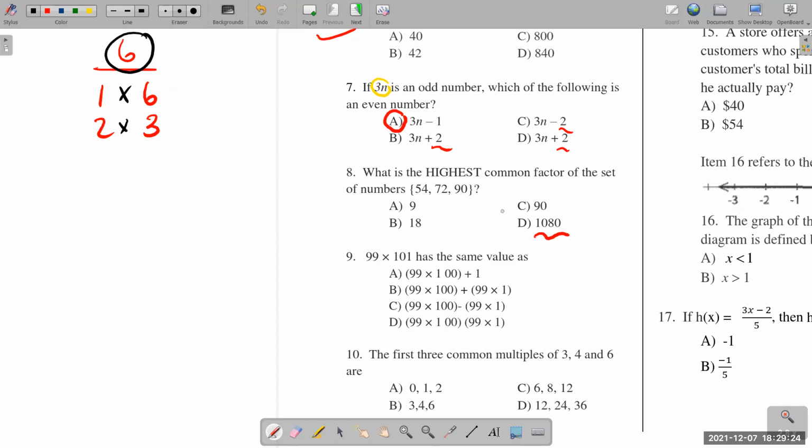So 90 can't be a factor of 54. It is a factor of 90. So we know that's out. It can't be the answer. What about 1080? So the option is between 9 and 18. Which one would you pick? Because you don't have a calculator.